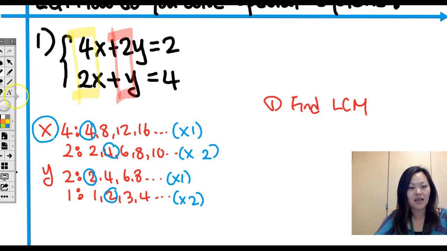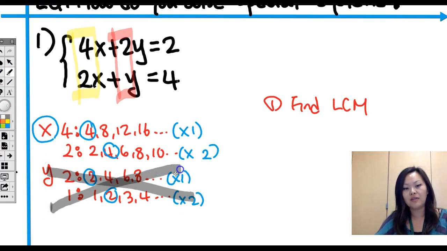So let me just go ahead and get rid of this. I'm going to put a big X here because I know that I'm not going to use it. And then everybody knows this step, right? It's really easy. But then our second step is to make sure that we have the opposite symbol.